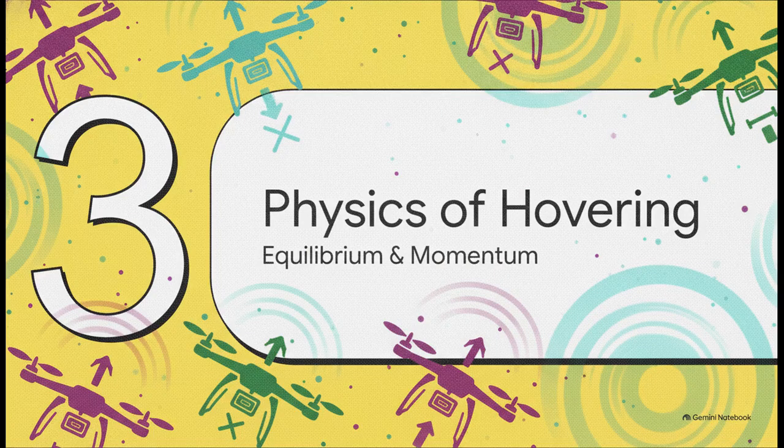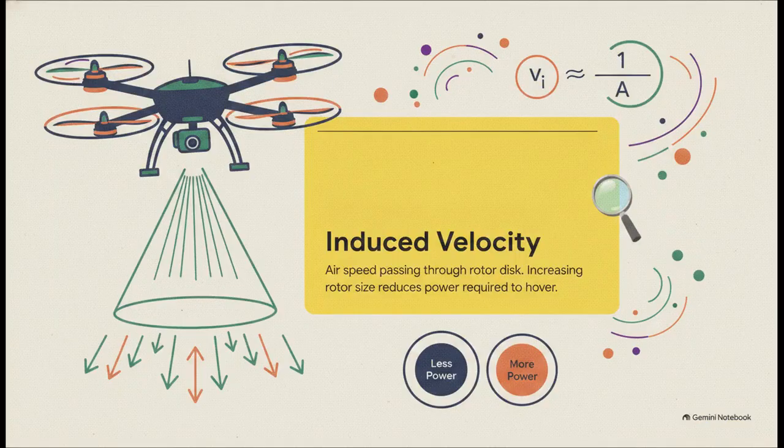The physics of hovering. Hovering is essentially the rotary wing equivalent of straight and level, unaccelerated flight. And this brilliantly illustrates momentum theory. See, the thrust produced by a rotor comes directly from the momentum change of the air. The mathematical formula for induced velocity, which is just the speed of the air passing through the rotor disk, places the disk area of the propeller in the denominator. So this mathematical law proves a really surprising fact. Increasing the rotor's area actually reduces the power required to hover. Bigger props literally equal a more efficient hover.